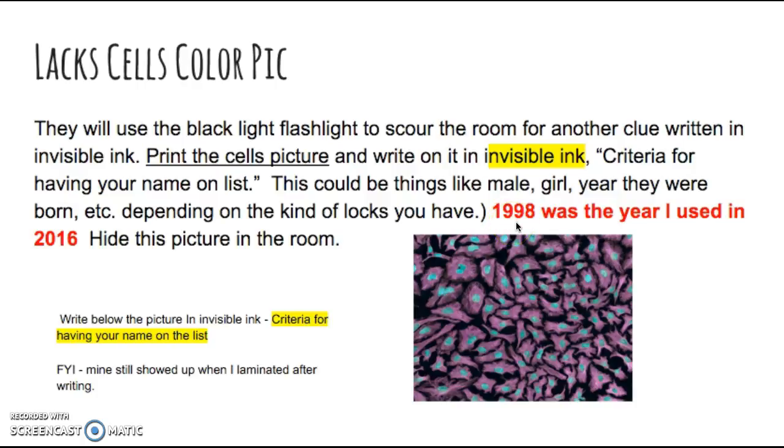You could use other things for the criteria if you wanted to use another way of a clue, if you wanted to say all males or all girls or something like that. If you wanted to use some kind of code that would translate the letters into numbers to open the number lock, so if you wanted something other than the year they were born, you could definitely do that. It did show up, even after I laminated the invisible ink, still showed through, and they were still able to read it.